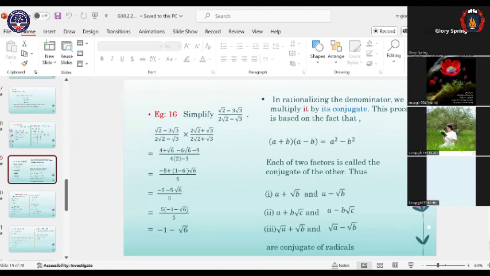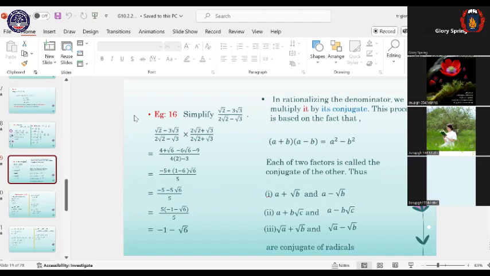Any radical denominator, rationalize it to be a conjugate. Rationalize to be a conjugate. The conjugate of root 2 plus 3 is root 2 minus 3.